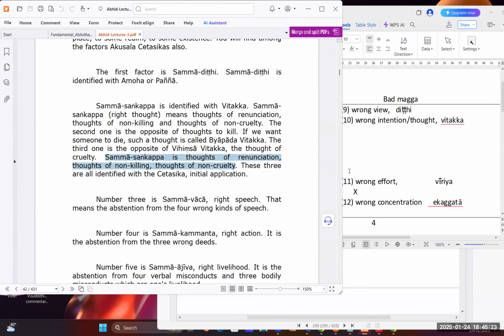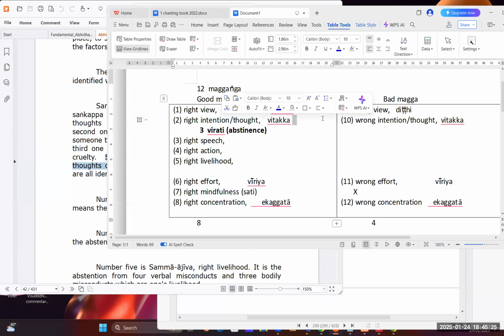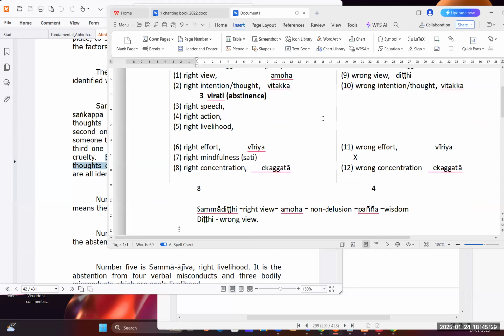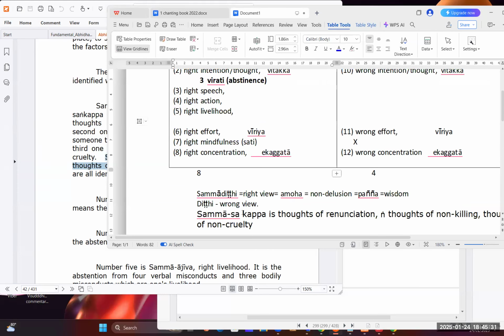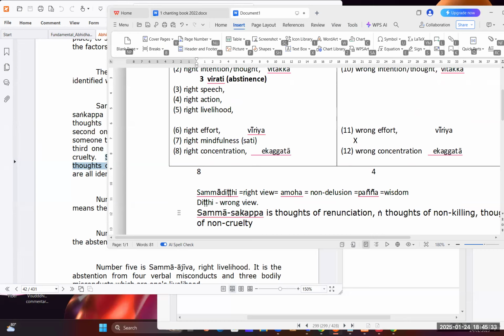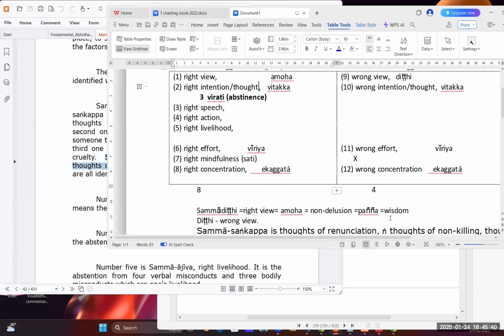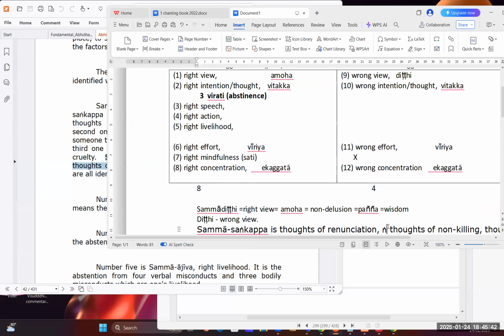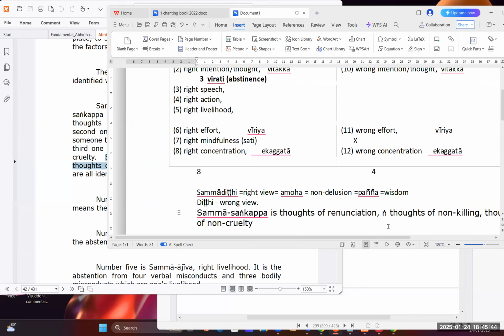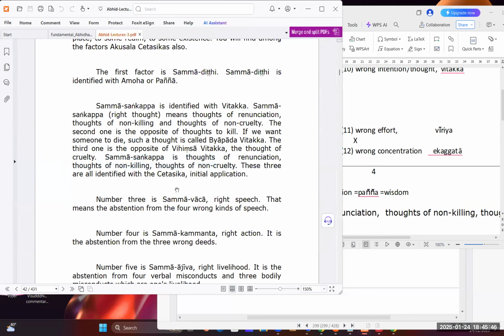So these are the same as vitaka. I think you all know about this. Sama sankappa is the thought of renunciation, non-killing, and non-cruelty.